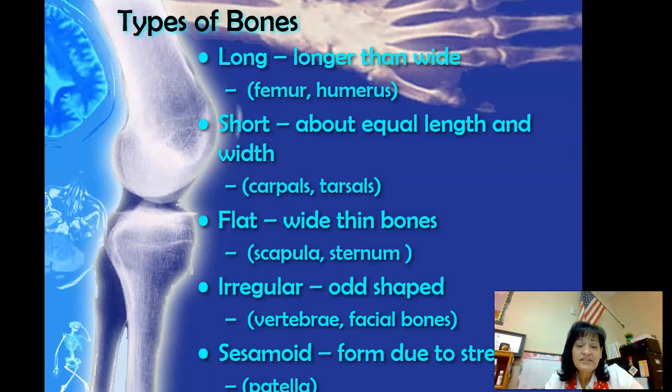And then the last type of bone is a sesamoid bone, and that is formed due to stress. This would be your knee bone or the patella, okay? That is not there as a baby. It grows in, and as the baby crawls around and uses those knees more, the patella will grow in.